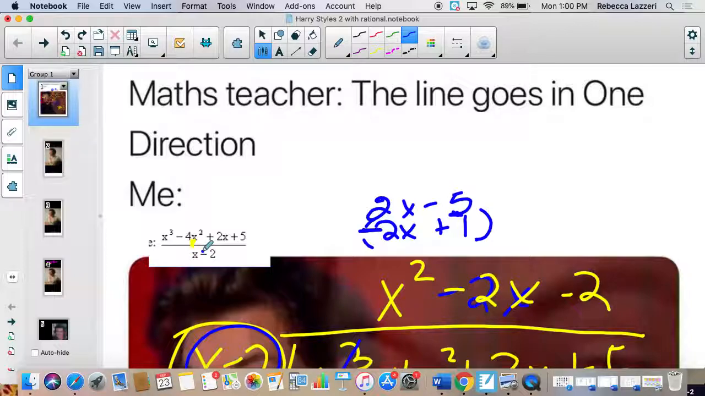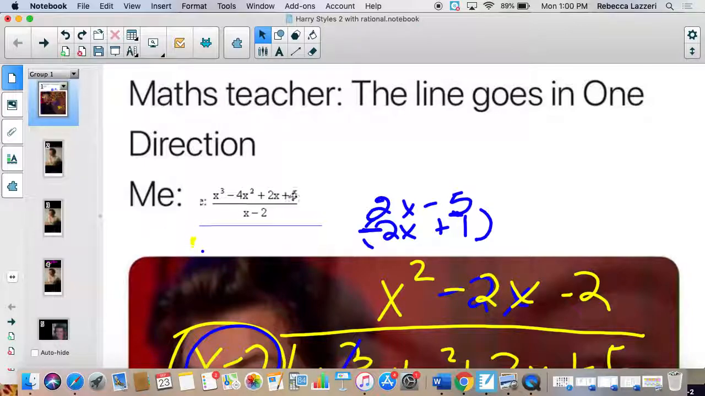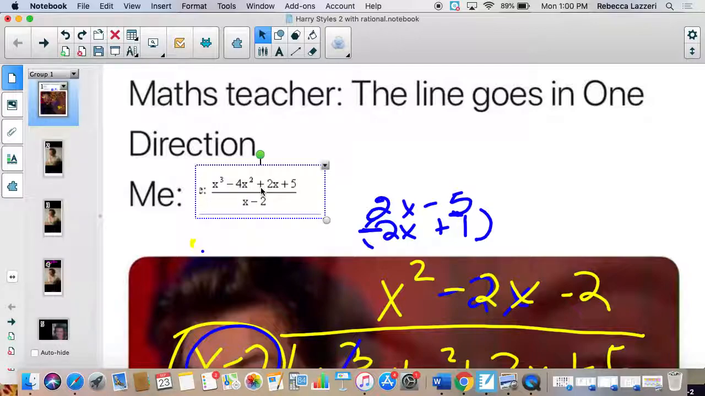So you could do x squared minus 2x minus 2 R1, or over x minus 2. Don't do both of those. If you use the R, you just write R1. If you do the over, you don't write the R. You don't have to write the over, not if you do R1. You could go remainder 1. Yeah, I like that. Y'all okay? Yeah, me too.